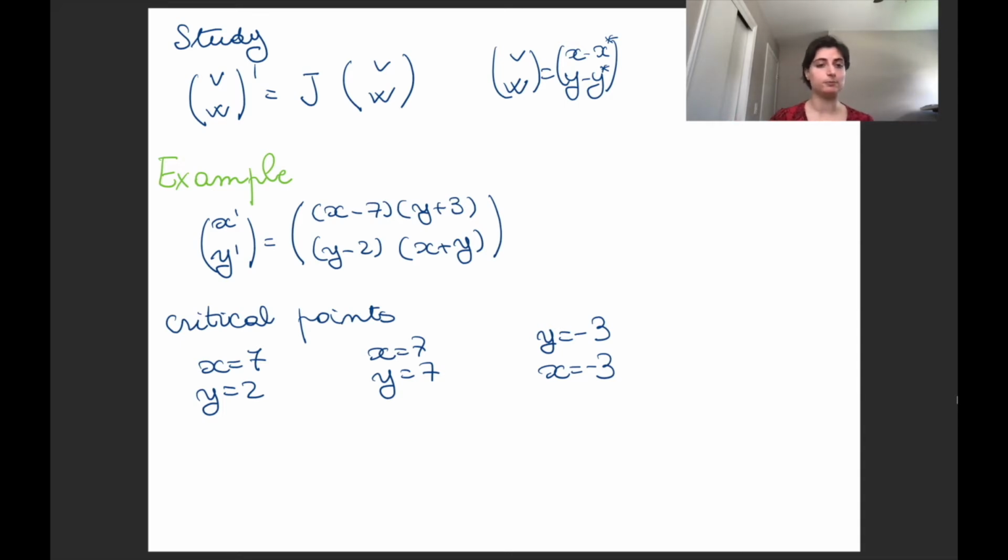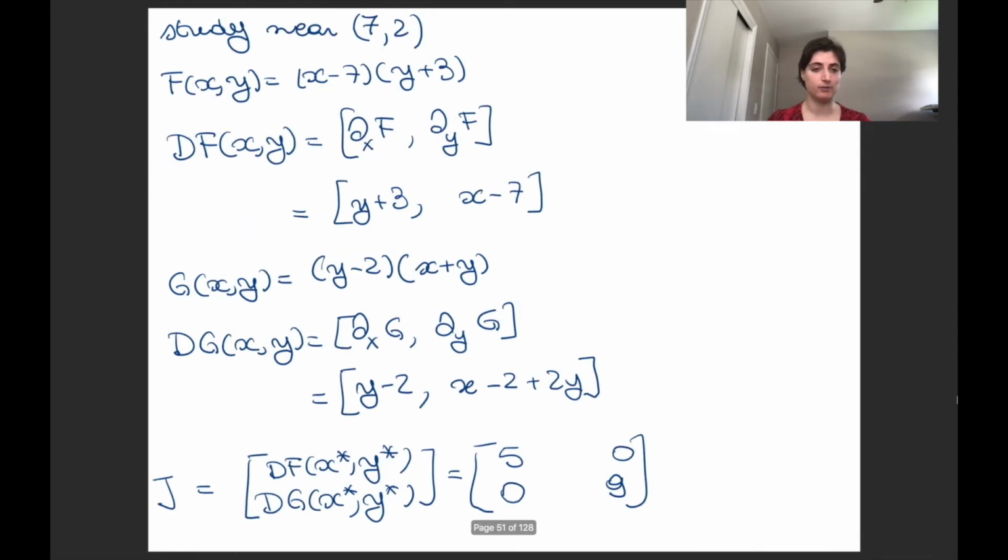Let's make an example. We have this nonlinear system, (x prime, y prime) equals (x minus 7 times y plus 3) and (y minus 2 times x plus y). We can compute the critical points as we did before. So we compute the different factors and we mix and match to have one of each. So the critical points are (7, 2), (7, 7), and (minus 3, minus 3).